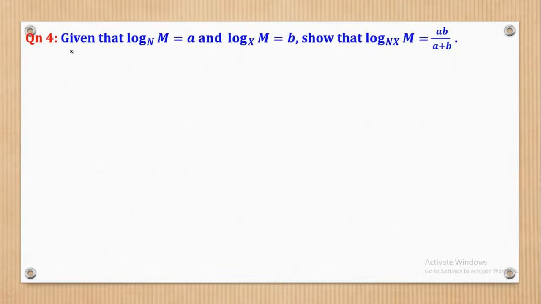So basically that is what they wanted. And now we shall go to question 3, which is that given that log base n of m is equal to a and log base x of m is equal to b, show that log base nx of m is equal to ab over a plus b.